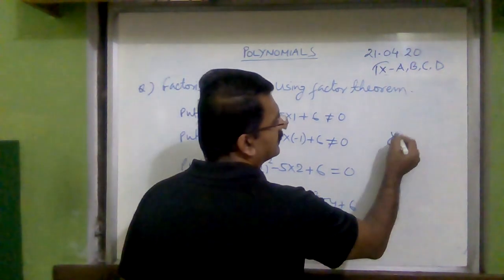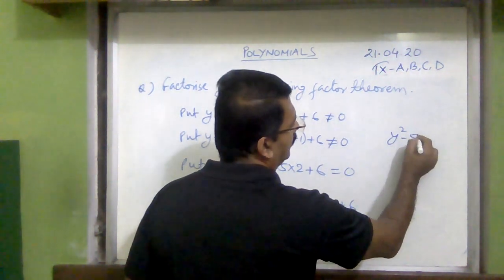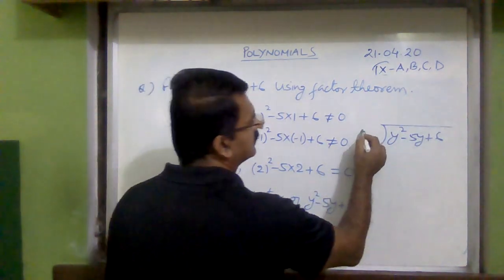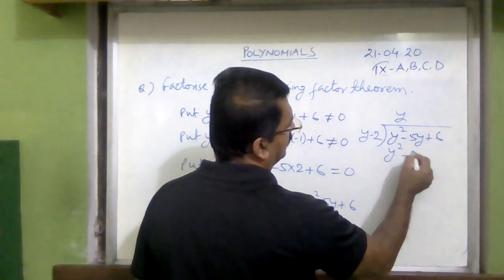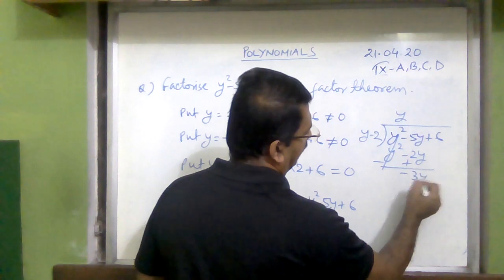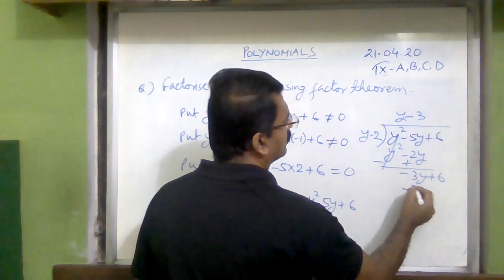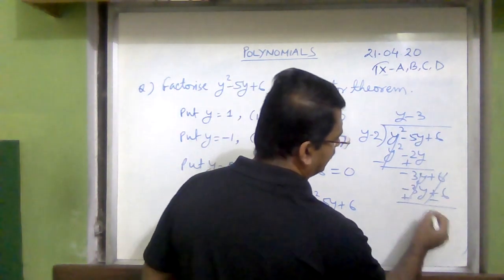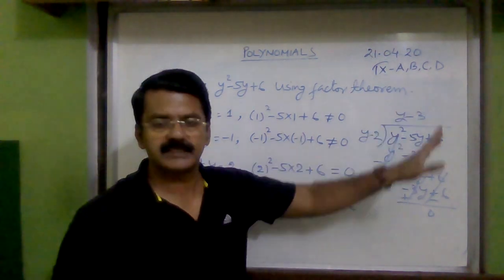So y square minus 5y plus 6. When you divide this by y minus 2, you will get y square minus 2y. Change the sign like this. Here it is y and minus 3y, so multiplied by minus 3. So minus 3y plus 6, again change the sign, and you can see the remainder is 0. So the other factor is y minus 3.